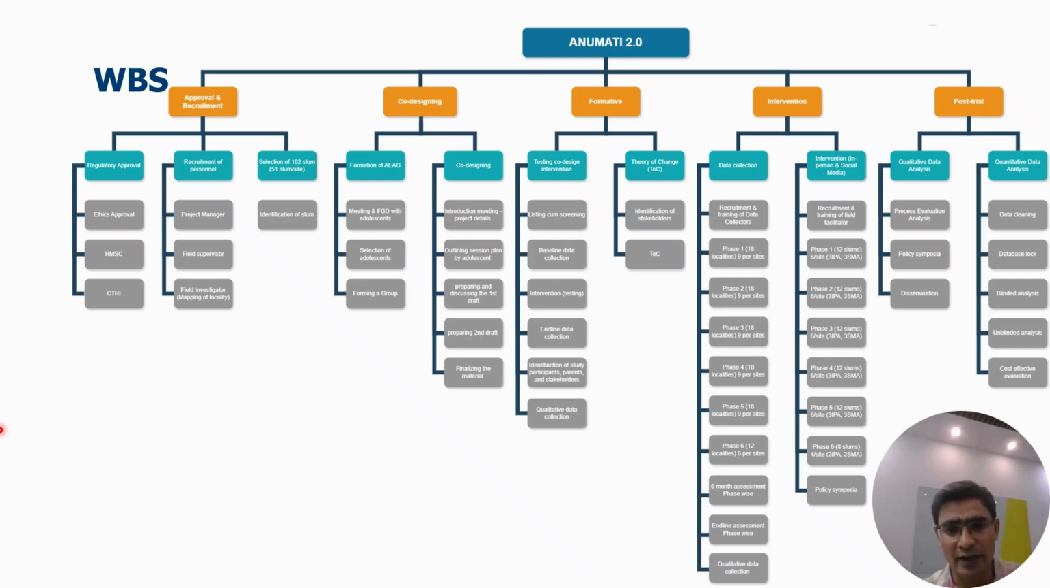Tools like Microsoft Excel, Lucidchart, Draw.io, or WBS Schedule Pro help visualize this breakdown. So this is how your WBS may look. I have used the Draw.io application, which is freely available online.